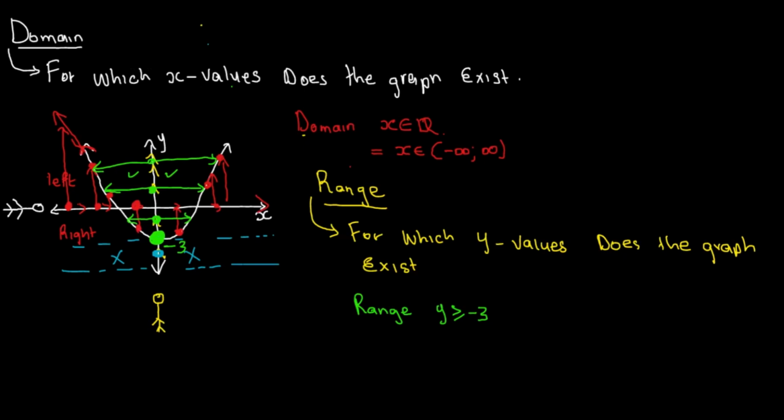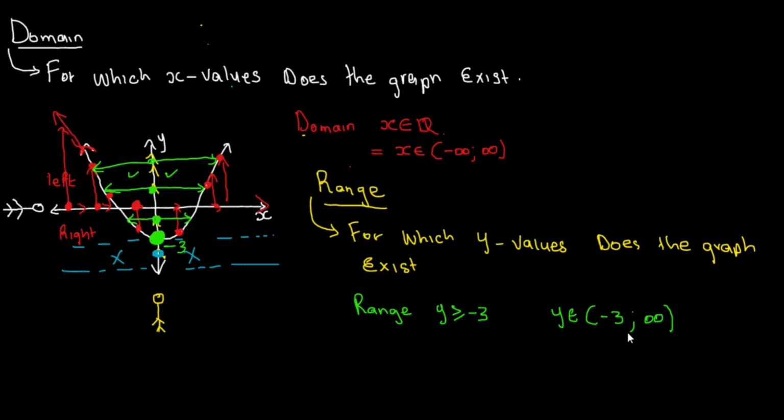The other notation that you can use: you can say y must be an element of, you write the small number first, which is -3, and it goes all up to positive infinity. So it starts at -3 and moves all the way to what? All the way to positive infinity. Right, that is the range.